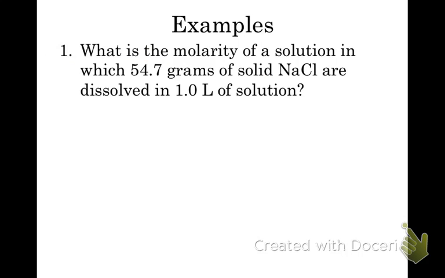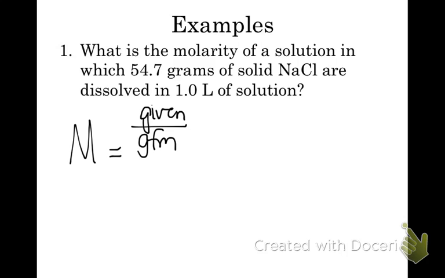Alright, so the first example: what is the molarity of a solution in which 54.7 grams of solid NaCl are dissolved in 1 liter of a solution? We know that we're given grams here, we're not given moles, so we have to use our rearranged equation. So our rearranged equation is molarity, or moles per liter, equal to the given mass over the gram formula mass, which is that molar mass from the periodic table, over the amount of liters.